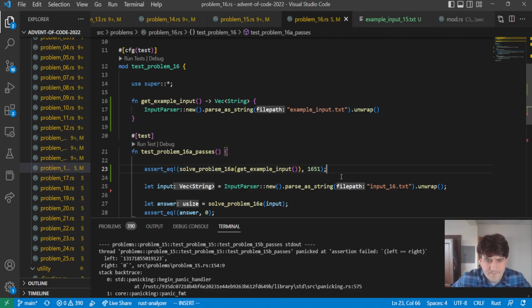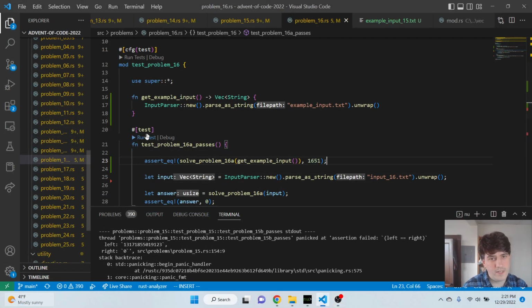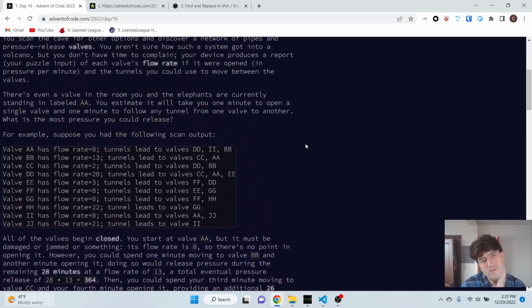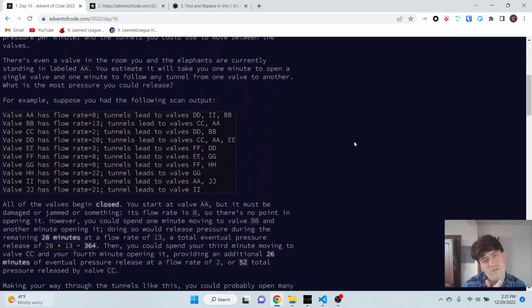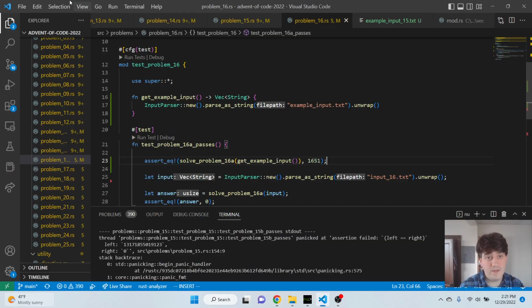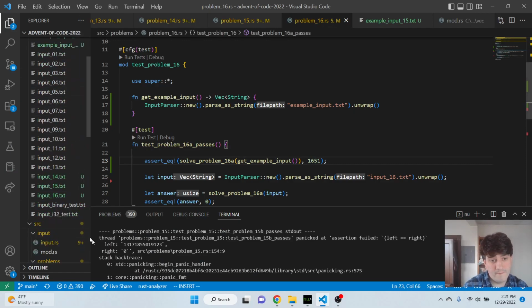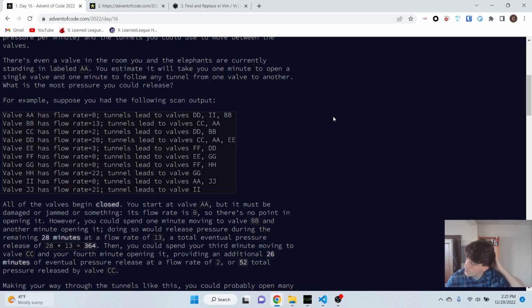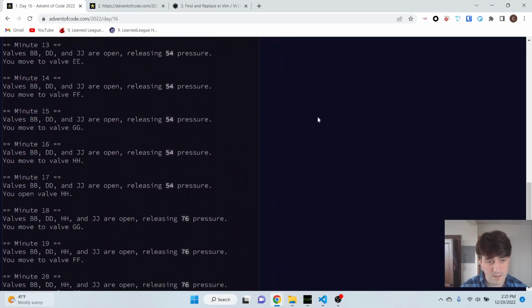So this is an optimization problem in which we need to work out, so all the valves start closed. How many total valves are we given in the full input? I assume more than 30. Yeah, 55. Okay, so we have to choose which 30 of the valves to open.